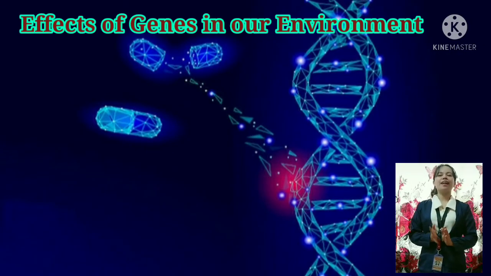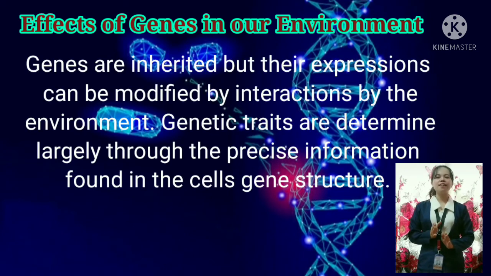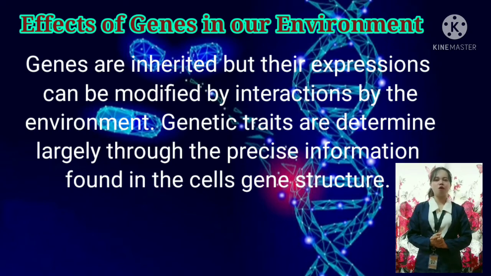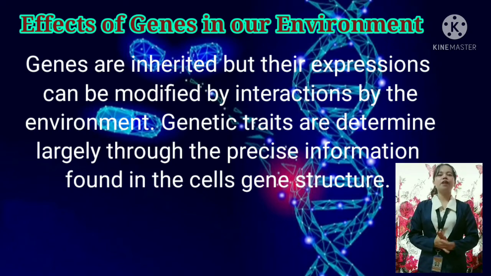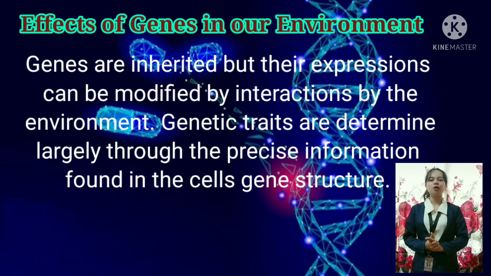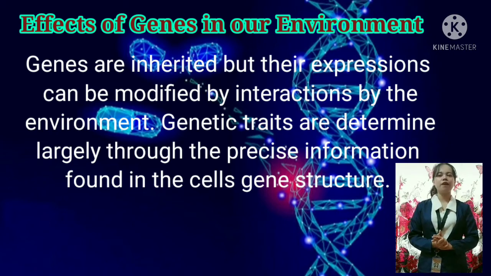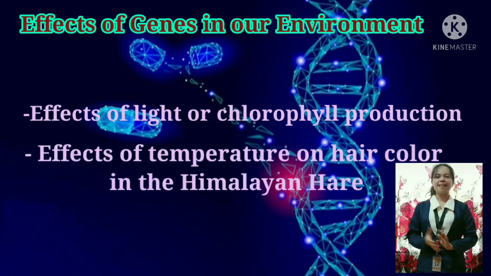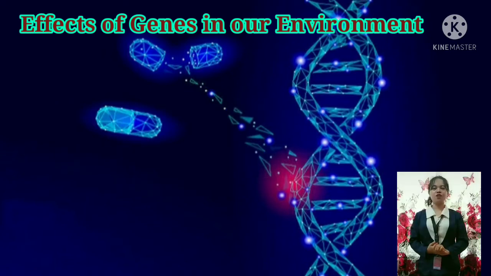Now, let's move on to effects of genes in our environment. Genes are inherited, but their expression can be modified by interactions with the environment. Genetic traits are determined largely through the precise information found in the cell's gene structure. A variety of factors in the environment can actually alter the effects of a particular gene. Some examples of these effects are as follows. First, the effect of light on chlorophyll production. Second is the effect of temperature on hair color in the Himalayan hare. To further understand, please watch this video.